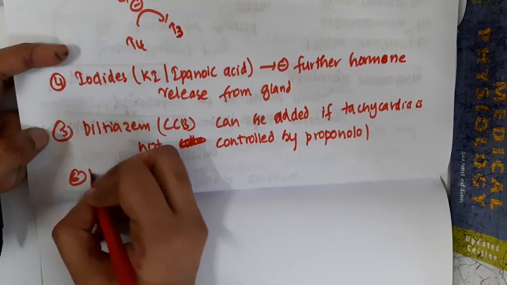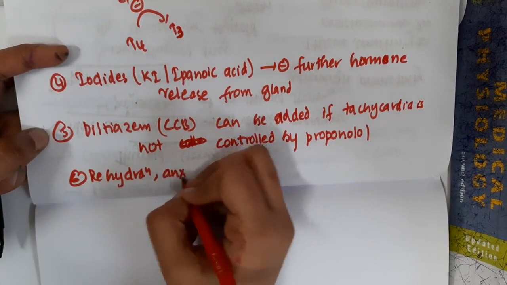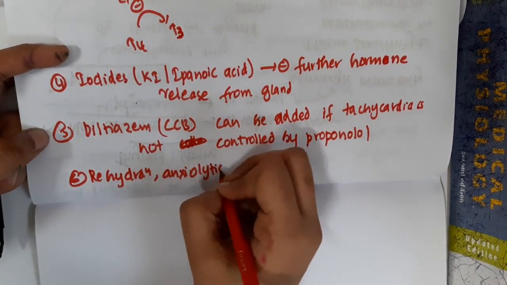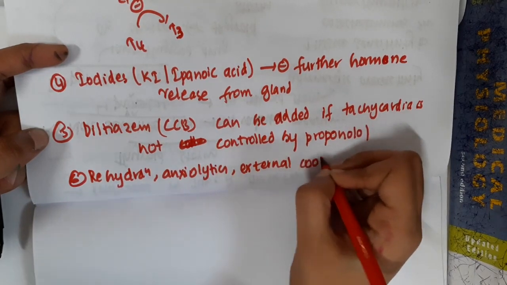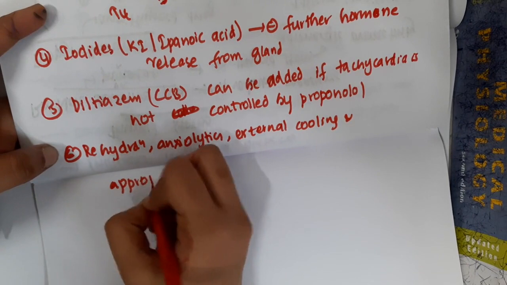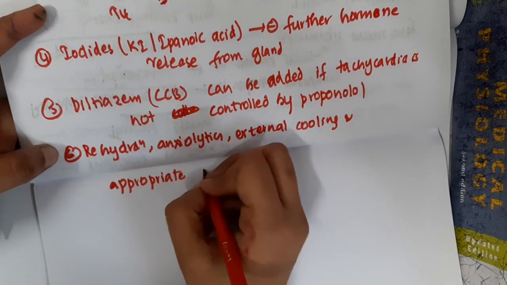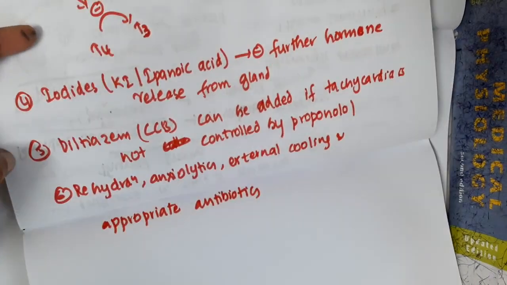Then sixth, we can do rehydration. Then we have anxiolytics, rehydration, and we can do external cooling and appropriate antibiotics. These are the measures for thyroid storm.